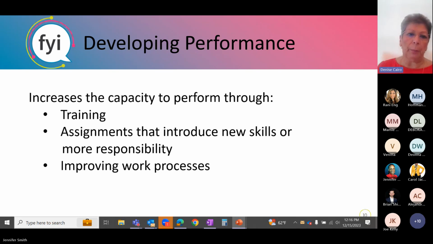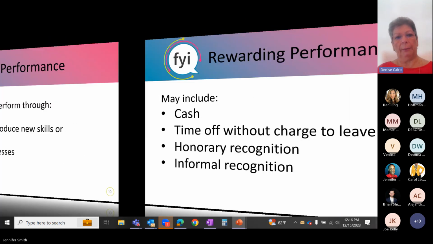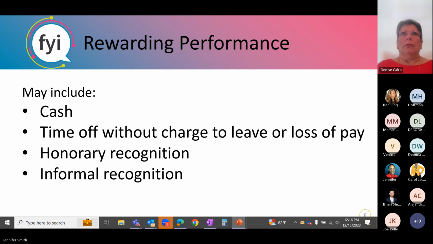Okay, let's talk a little bit about rewarding performance on the next slide. Rewarding performance can include a cash award, time off, honorary recognition, such as employee of the quarter, employee of the year, whatever. But also sometimes we find that the final one, informal recognition, is very important to employees. That's when a supervisor stands up at a staff meeting and compliments an employee or points out maybe some positive feedback they've gotten from another organization for that employee.